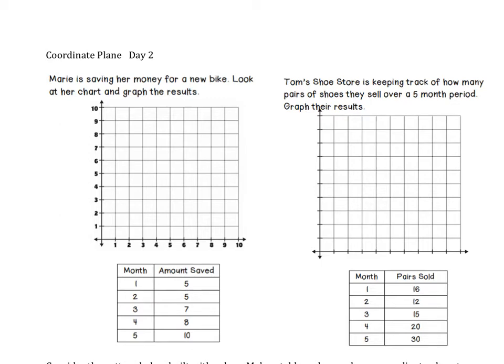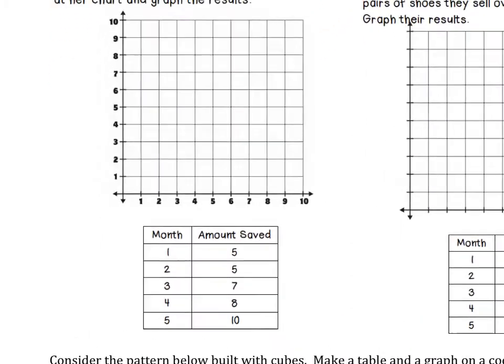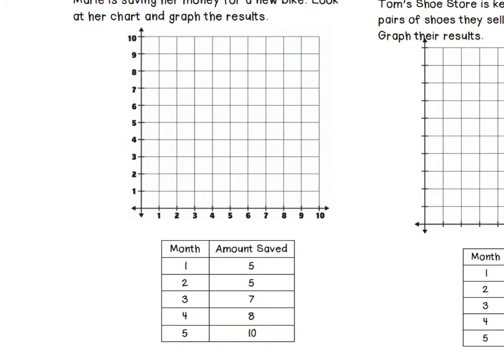So let's go ahead and look at the chart for amount of money saved. After a month, it seems like she saved $5. And then after 2 months, we saved $5. Okay, so I guess no money saved from month 1 to month 2. Then 3 months, $7. 4 months, $8. And then after 5 months, saved $10.